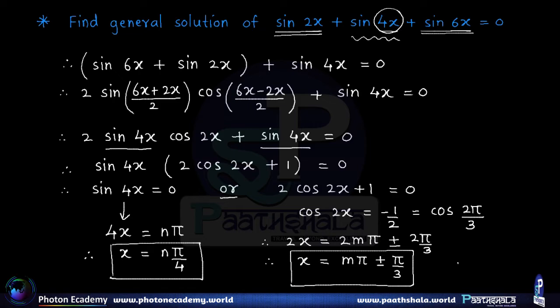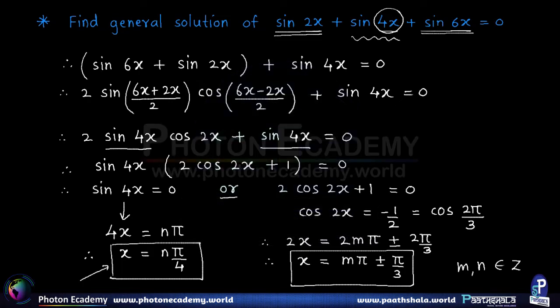And in both of these, m and n are integers. So therefore we have the general solution given by x equal to n pi by 4 or x equal to m pi plus or minus pi by 3. Let's go over to the next question.